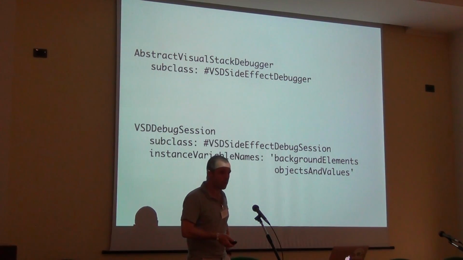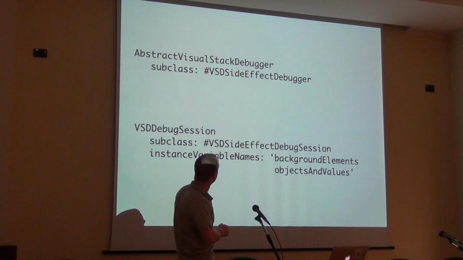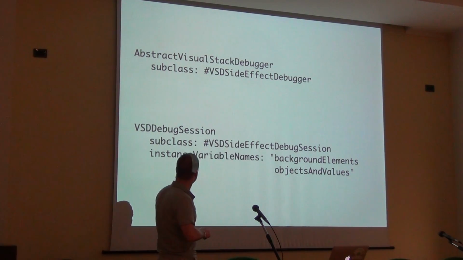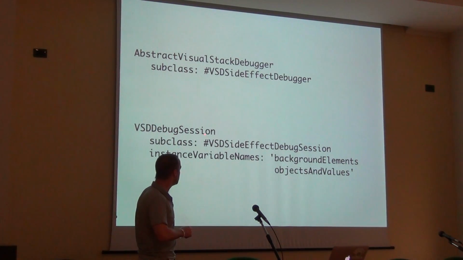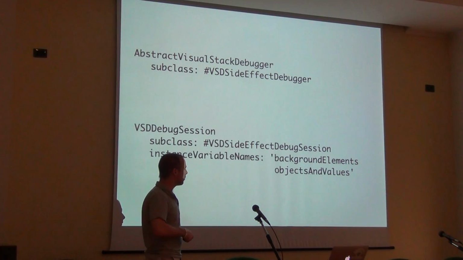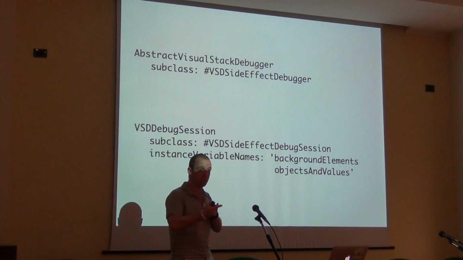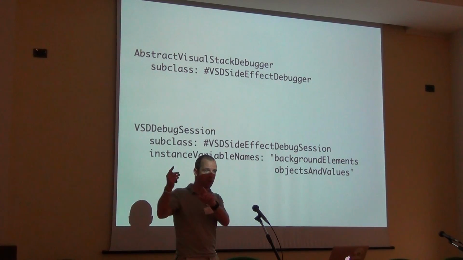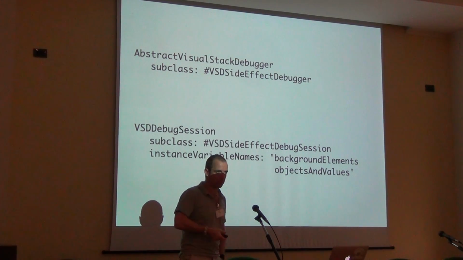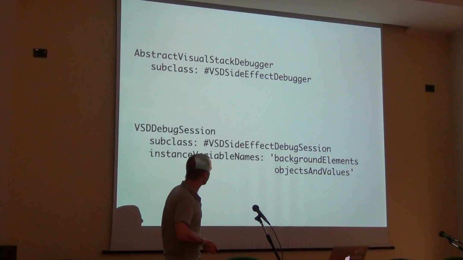When you want to create a new visual debugger, you just need to create a subclass of that class. In that case, this is a side effect debugger. And we also need a debugging session, so you just need to create a subclass of it. This is this object, the next one of that class, that contains all the elements, and we do the connection between the view and the debugger itself.